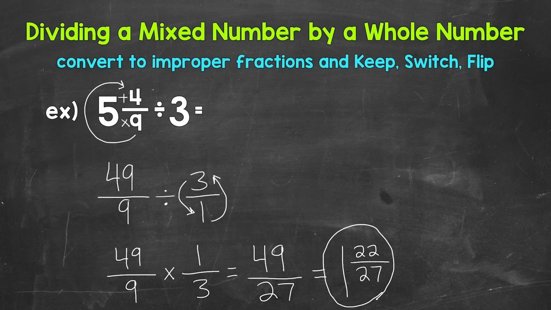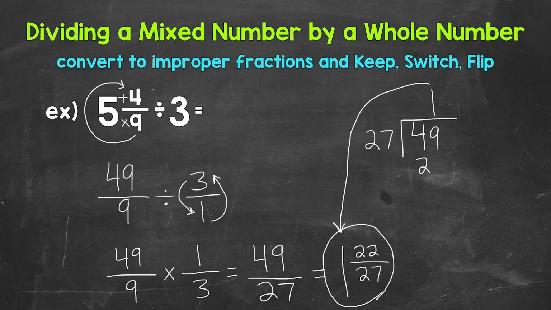Just for a quick recap, I'm going to write out how we went from that improper fraction of 49/27 to the mixed number of 1 and 22/27. So we divided the numerator, 49, by the denominator, 27. So 49 divided by 27. How many whole groups of 27 in 49? Well, 1. That is the whole number of our mixed number.